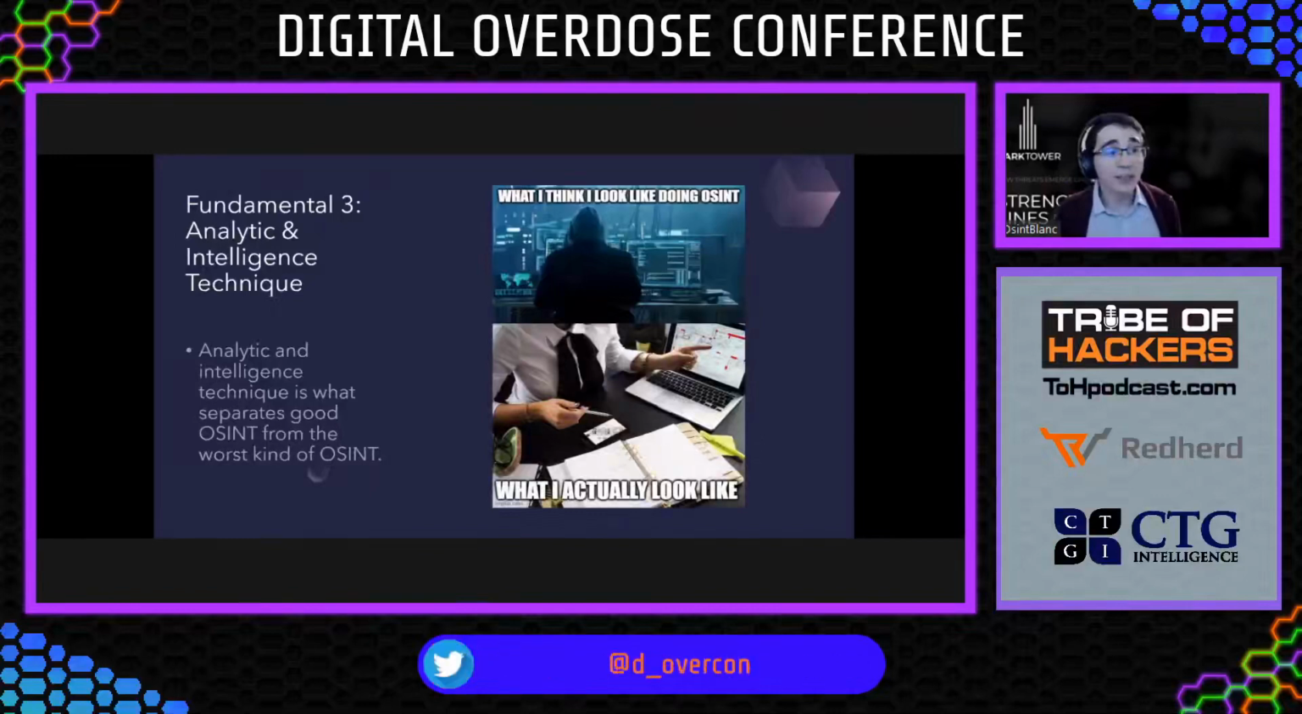The third fundamental is analytic and intelligence technique. Analytic and intelligence technique is what separates good OSINT from the worst kind of OSINT. It is taking time to use a process to actually analyze information in an analytical way. It often is trying to turn qualitative data, that is data that doesn't involve numbers, into quantitative data, into something that we can measure and sort.